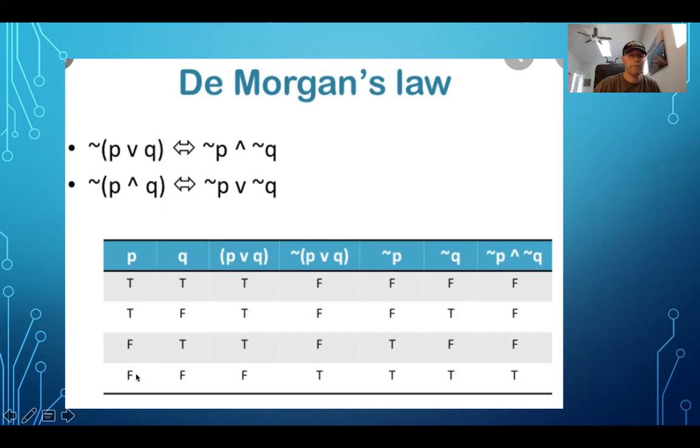But down here, I have a false and a false. So is P or Q true down in this scenario? And the answer is no, it's not, because they're both false. So I have to put a false there.